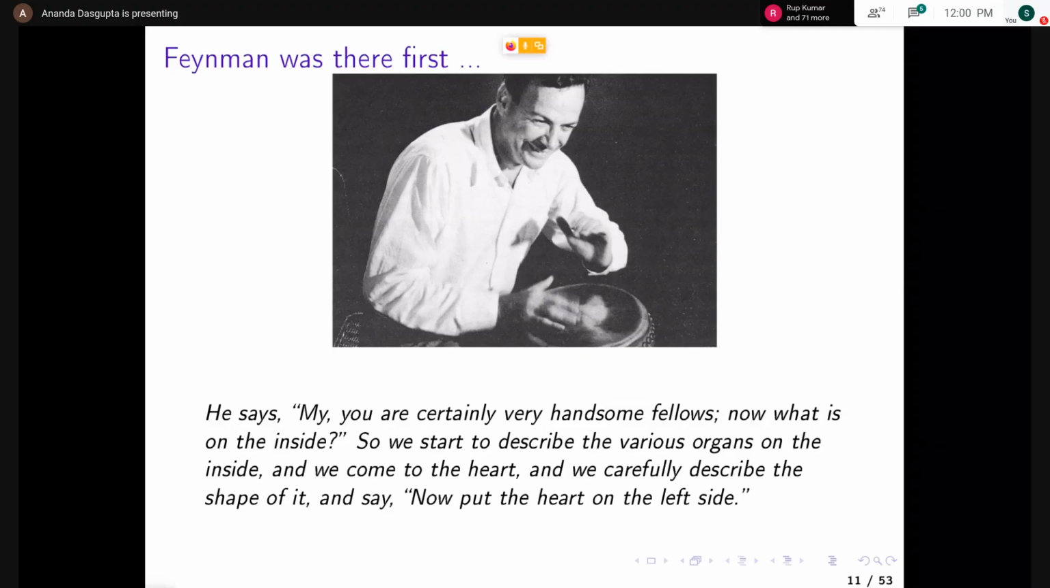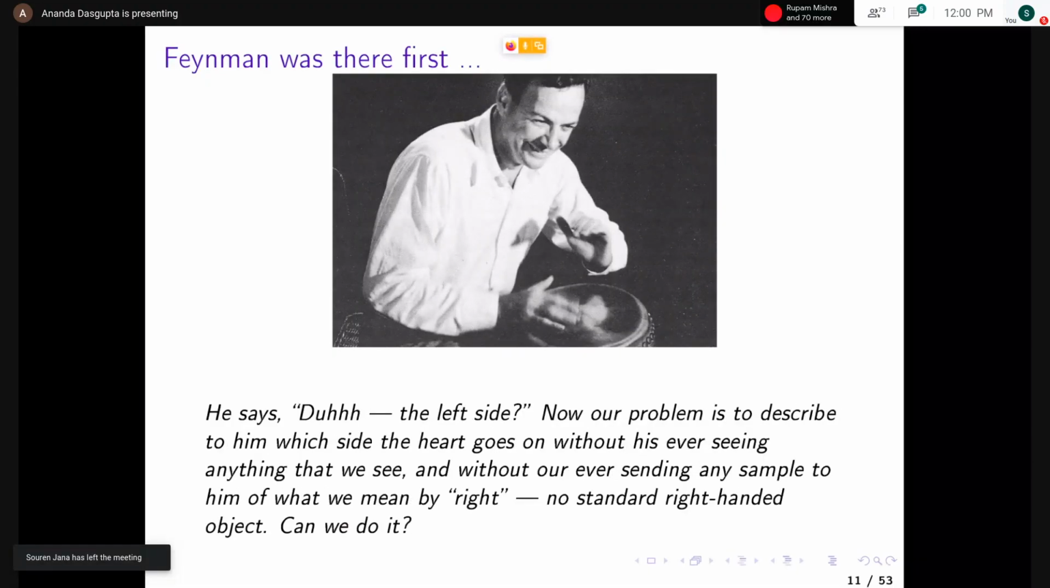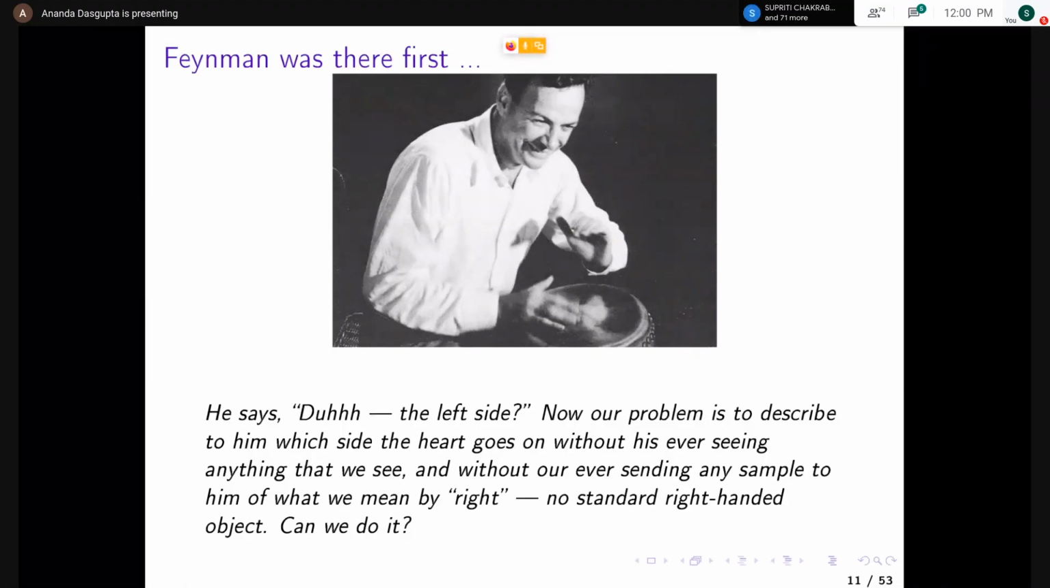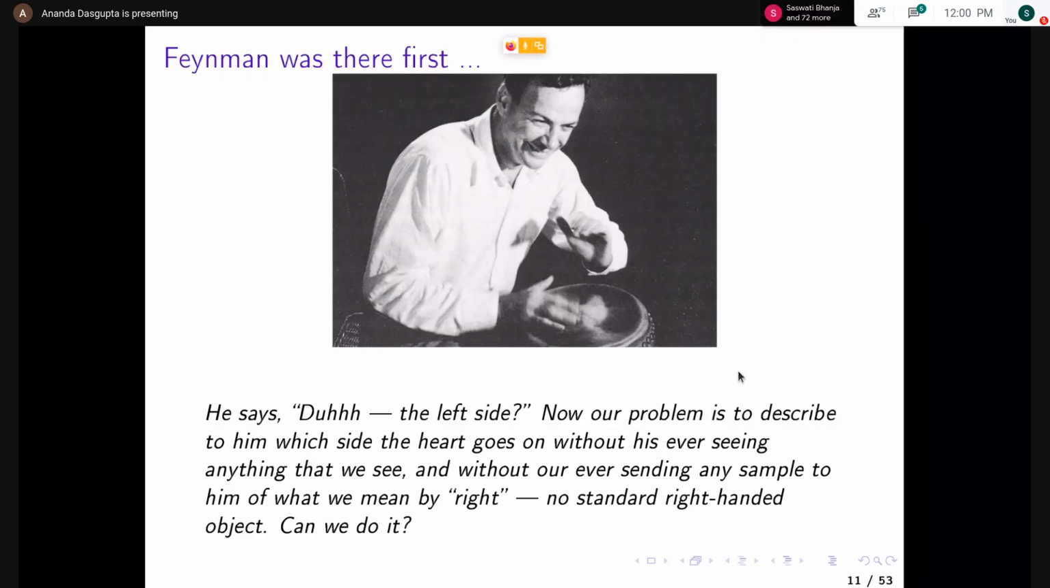And here's where the kicker is. He says, meaning the Martian says, the left side. Now the problem is to describe to him which side of the heart goes on without his ever seeing anything that we can see, and without our ever sending any sample to him of what we mean by right. No standard right-hand object. Can we do it?